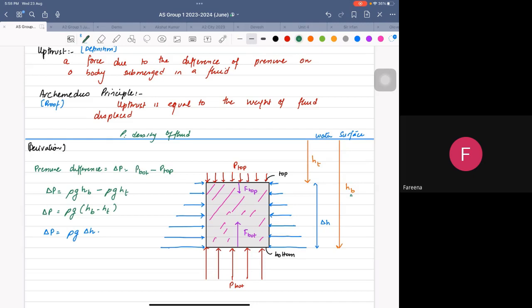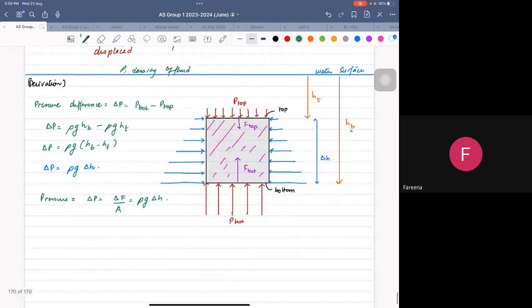Now let's go forward. Since we know that pressure itself can be written as change in pressure equal to change in force over area. So we know change in pressure is also, we just found out, to be rho g delta H. Can I say that? See that? Yes. If I multiply A on that side, the change in force, which is the difference of force of top and bottom, can be written as rho g delta H times A, right?